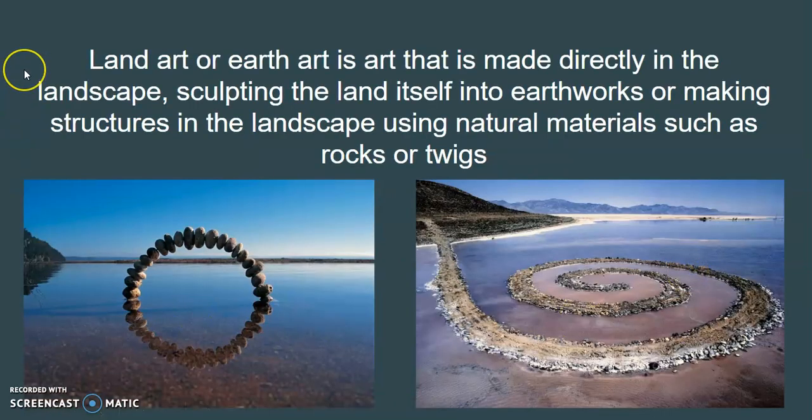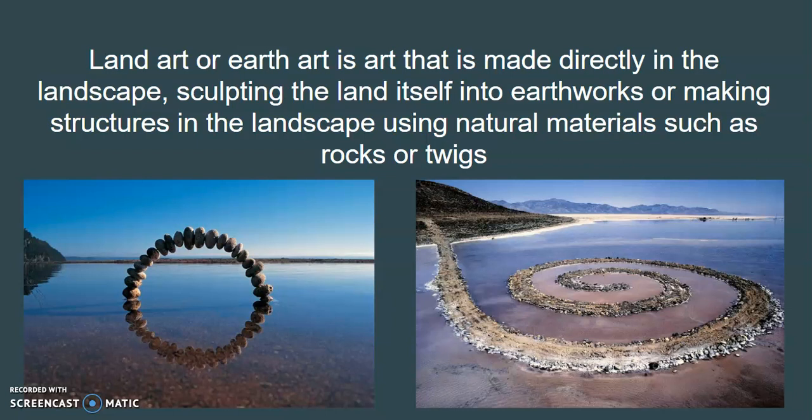There we go. So land art, or sometimes it's called earth art, is art that's made directly in the landscape, sculpting land itself into earthworks or making structures in the landscape using natural materials such as rocks or twigs. So it's not like making a sculpture out of rocks or twigs and then putting it in a gallery. It's just making it right onto the land and leaving it there. You guys have probably seen land art that you didn't know was land art. If you've ever been to a creek or something like that, you see people stacking stones. That would technically be land art.